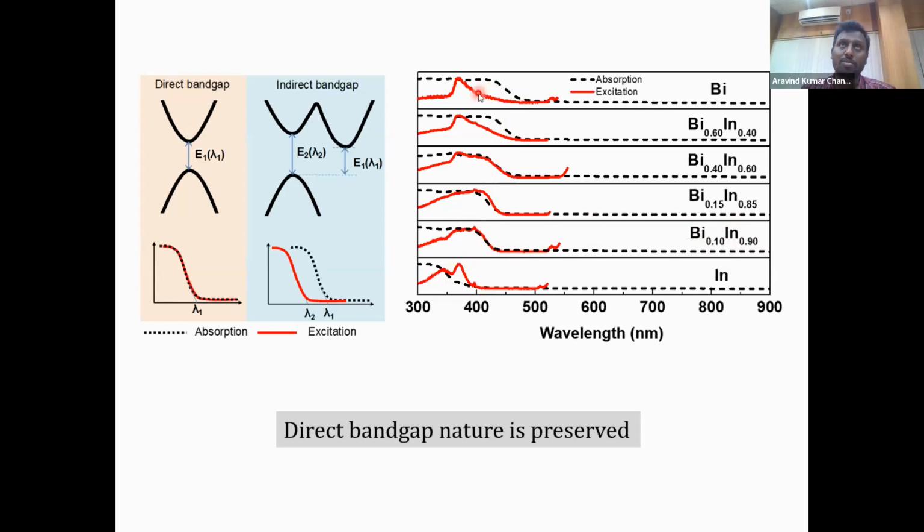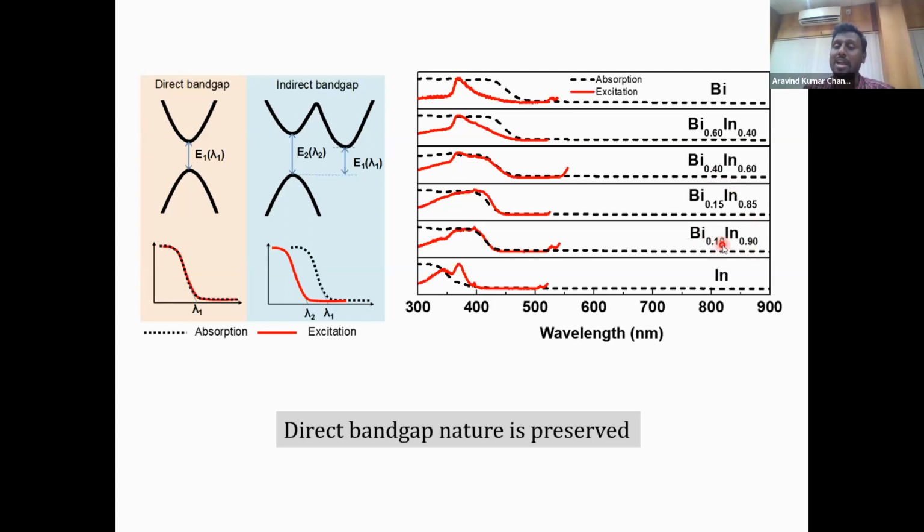and that indicates that the more bismuth I have, I fall in the indirect band gap region. The more I go to indium, I fall in the direct band gap region. And when you have a mix of them, I fall in some region between, let's say, 40% to 50% of bismuth to 10% of bismuth, where I have a direct band gap semiconductor.